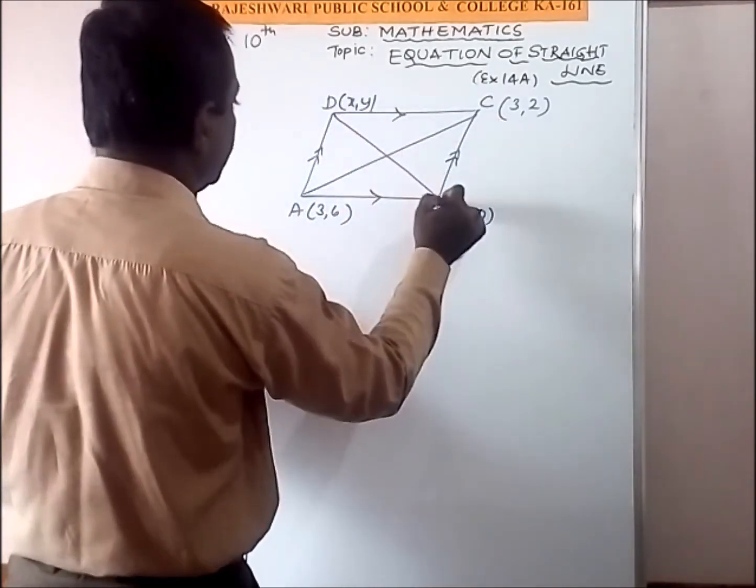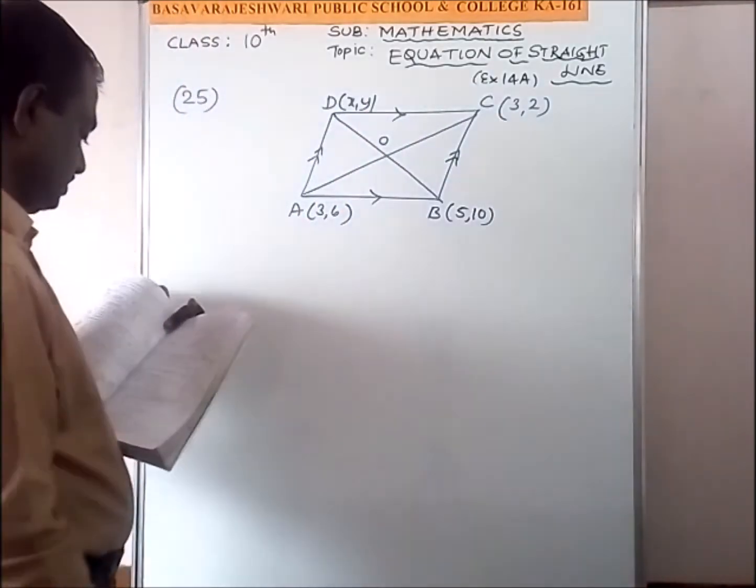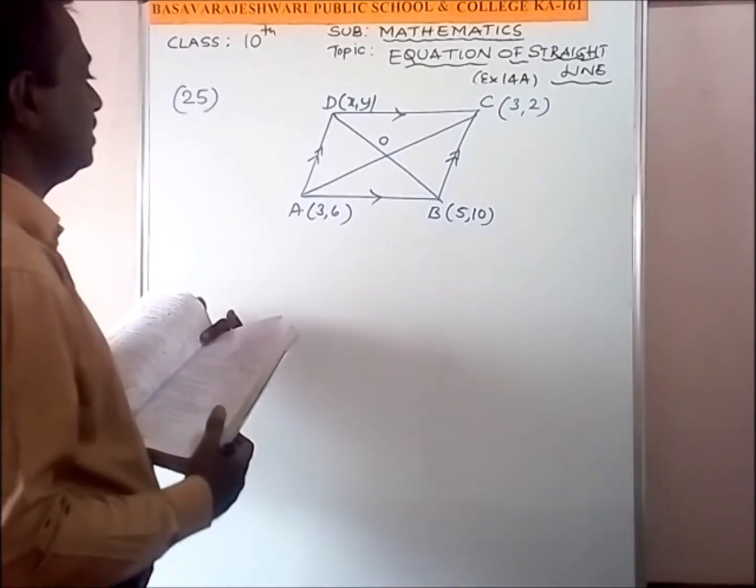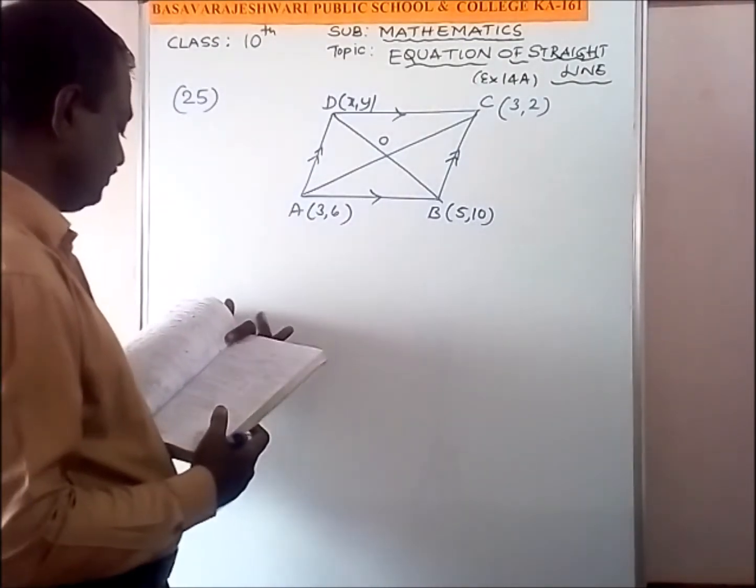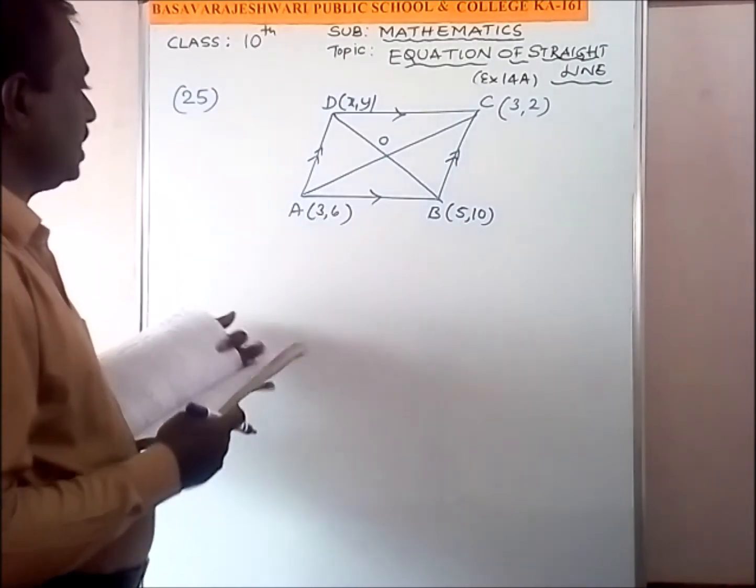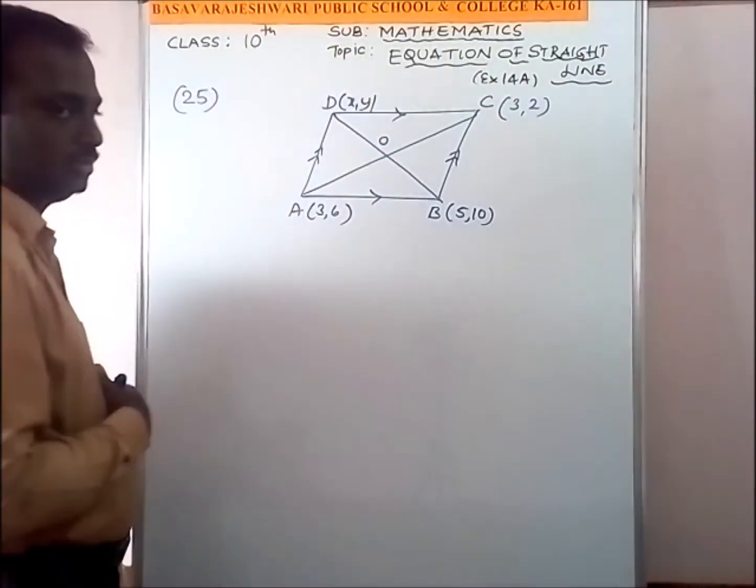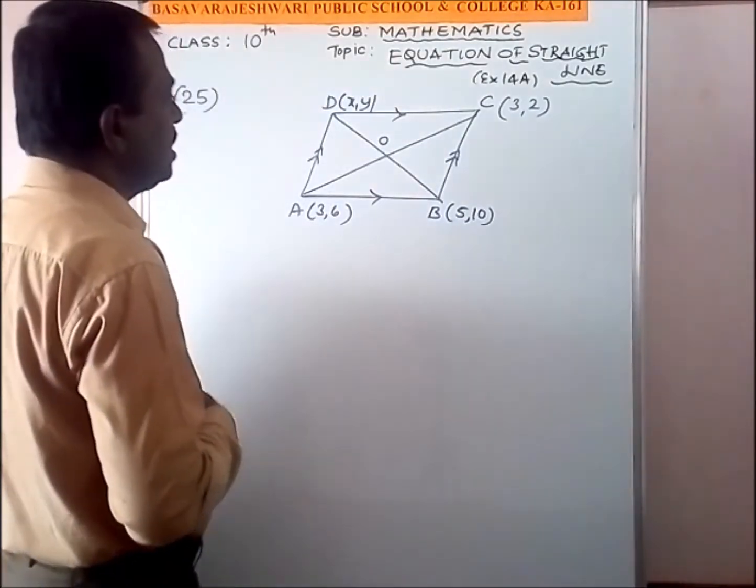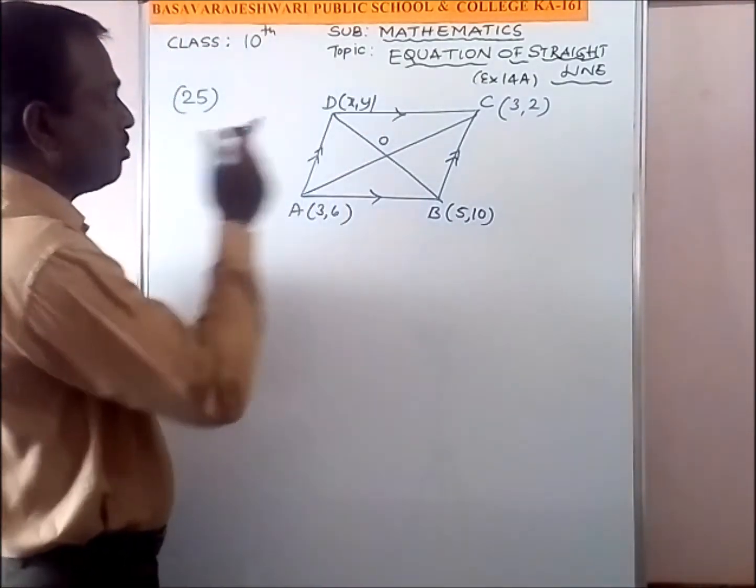Join AC and BD. This is O. The length of diagonal BD also you have to find out. And the equation of the side AB also you have to find out. Okay, we will find all those things. But first you have to find O of (x, y).